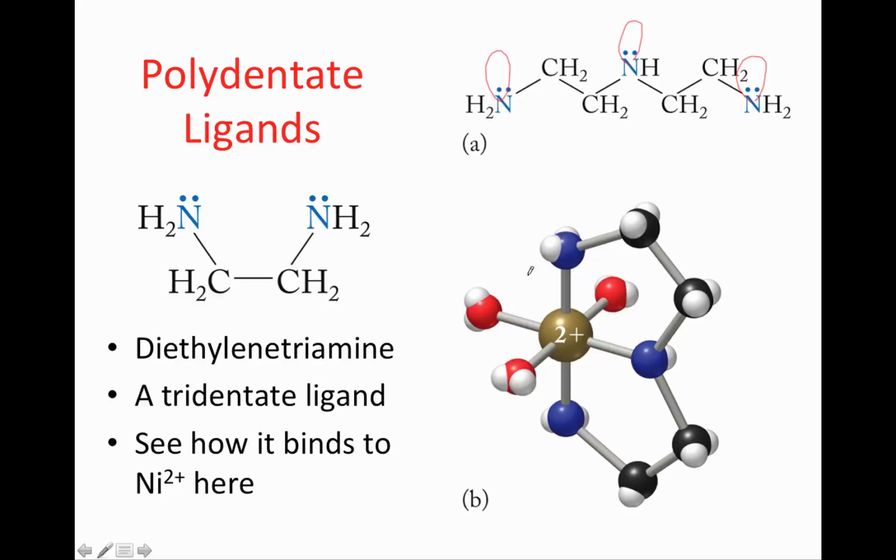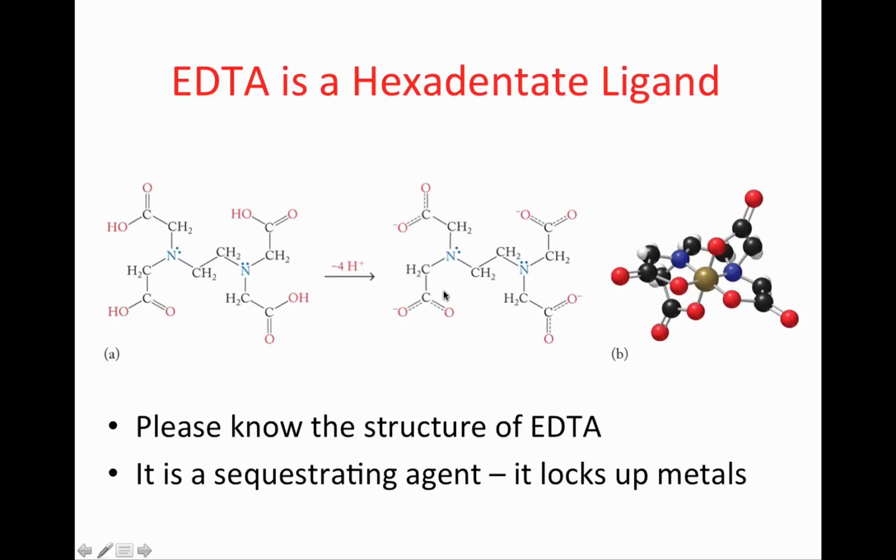And here we see this diethylene triamine, right here, so we can circle it like this. This is this ligand, and again we see it's acting as a tridentate ligand. There are three bonds forming between this ligand and the central metal ion, and then we have some waters in the other positions in this octahedral complex.